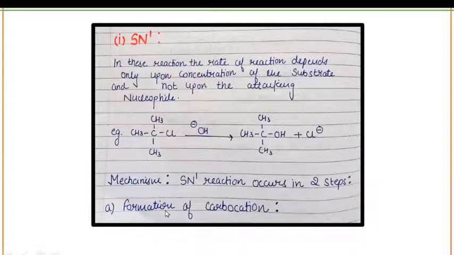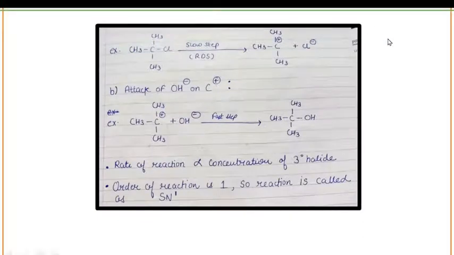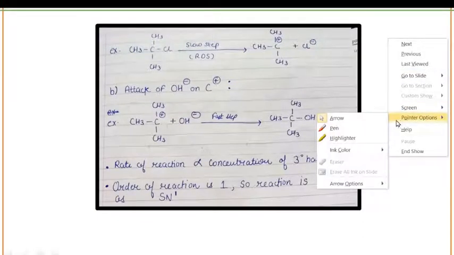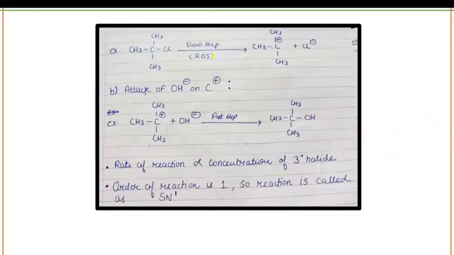In case of SN1 kind of reaction, formation of carbocation is the major step, or you can say first step. This formation of carbocation is the slow step, and you know it very well. We have studied in chemical kinetics that the slow step is the rate determining step. Okay, second step is attack of OH minus on C plus, means OH minus ion, stronger nucleophile, will attack on carbocation. Okay, so this is fast step, and fast step does not tell about the rate. That's why this is not your rate determining step.